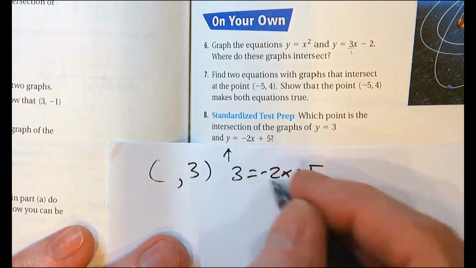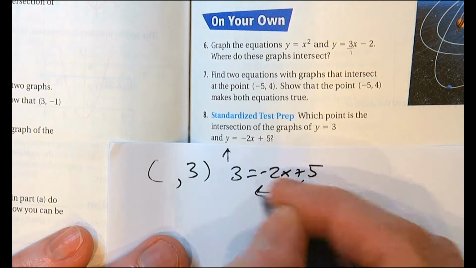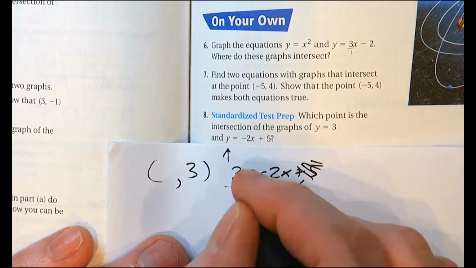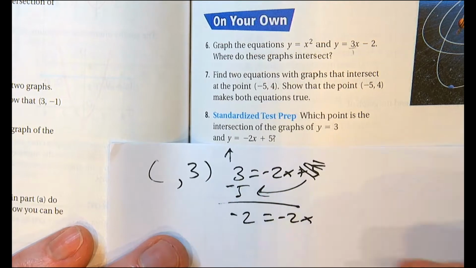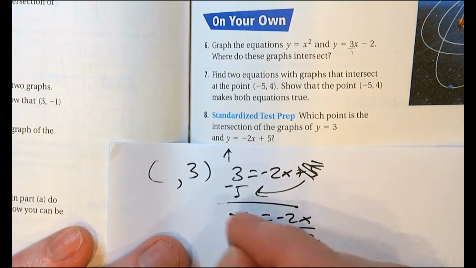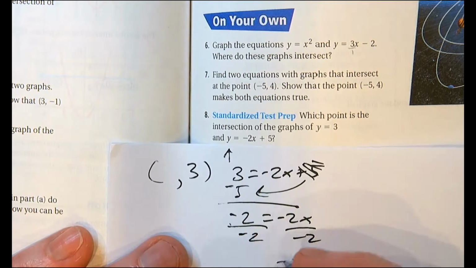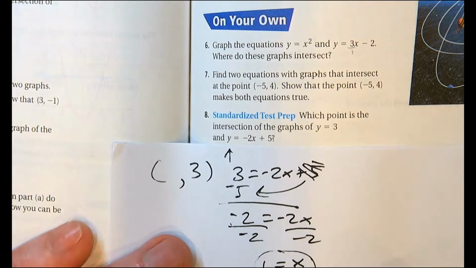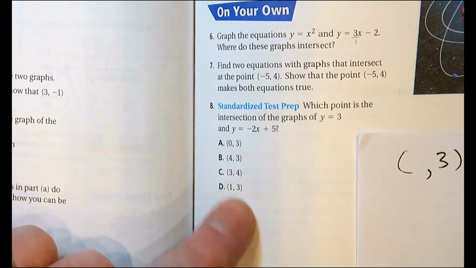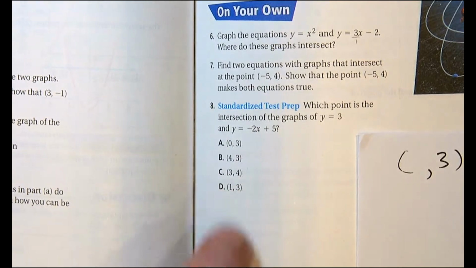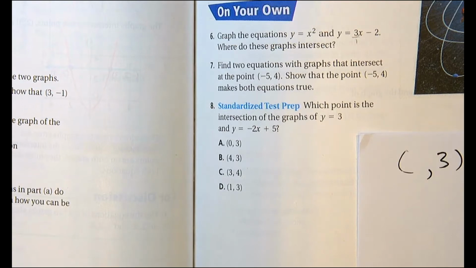So I'll solve this. I bring the 5 over, subtract the 5. I got minus 2 is minus 2x, divide by negative 2, and x is 1. So x is 1 and y is 3. There it is. So choice D. I should go with letter D. And here it is actually in Desmos.